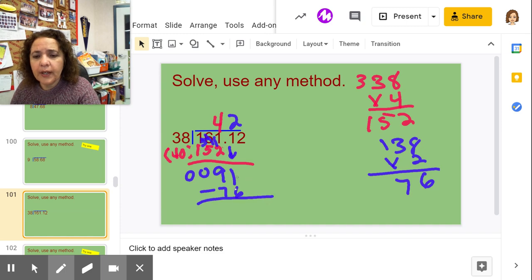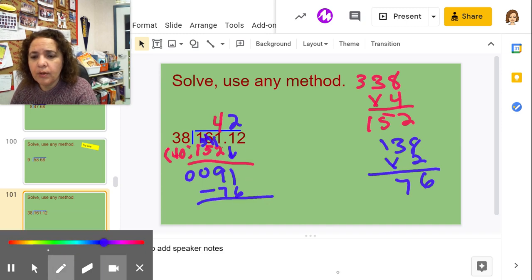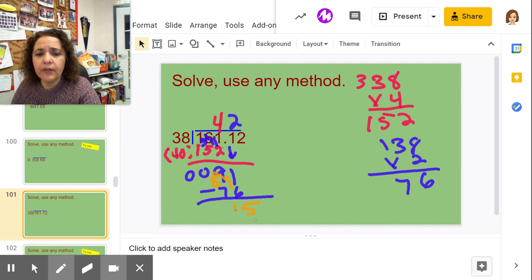1 take away 6, I can't do. I'm going to borrow, that becomes an 8. 11 take away 6 is 5. 8 take away 7 is 1. Is 15 less than 38? Yep, I did it right.